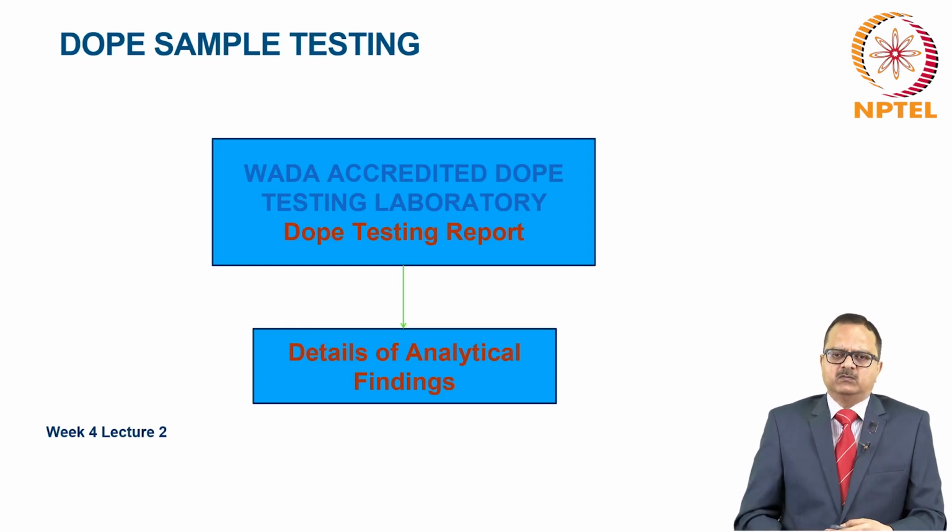At the WADA accredited dope testing laboratory, a dope testing report is generated and the details of the analytical findings are documented on the report. These details are available to the authority who has ordered the testing, and it is also entered into ADAMS for use by WADA or the National Anti-Doping Organization or by the International Federation.